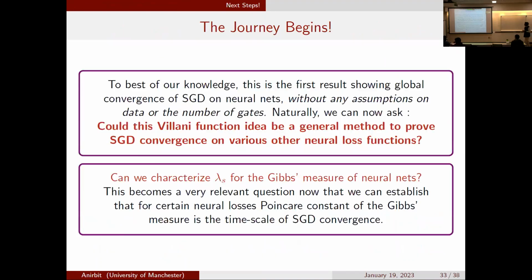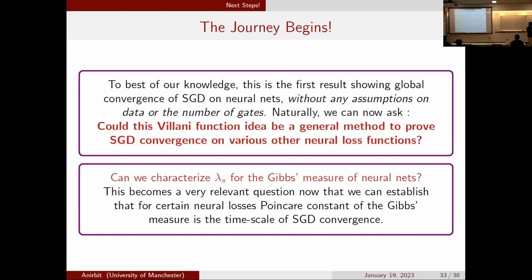Okay, so let me start to summarize. Now that we know that here is a method of getting convergence of SGD, which I believe is a new way of getting convergence of SGD for neural networks, does it work elsewhere? Are the neural loss functions that I have studied the only ones which satisfy the Villani condition? I am optimistic, maybe not. Maybe there are more examples of neural nets with more interesting architectures, which are also probably Villani. We just haven't done that analysis yet. It was the first case that we could figure out.